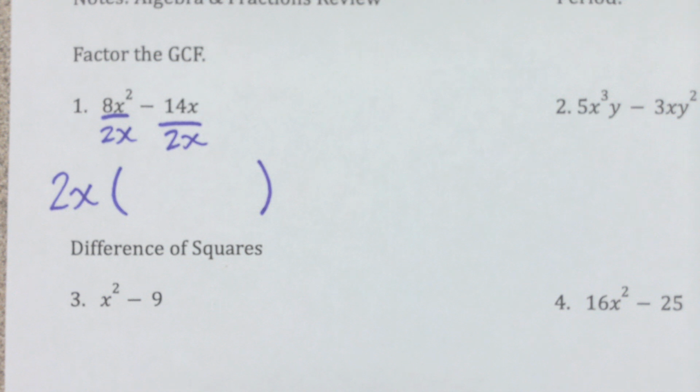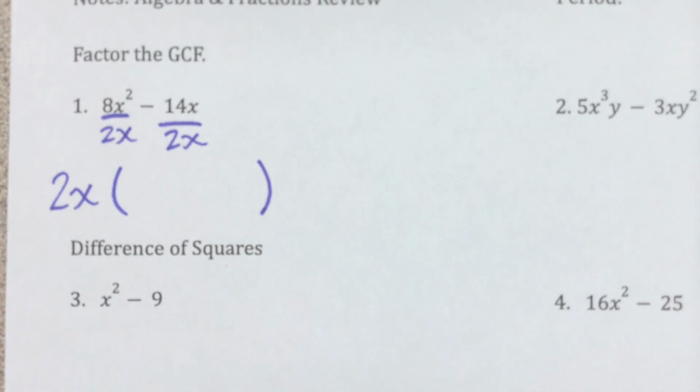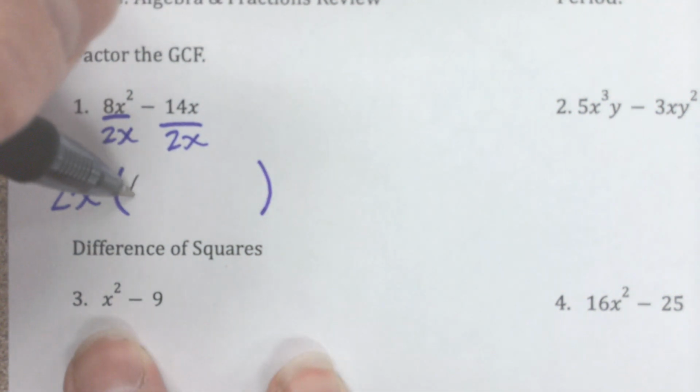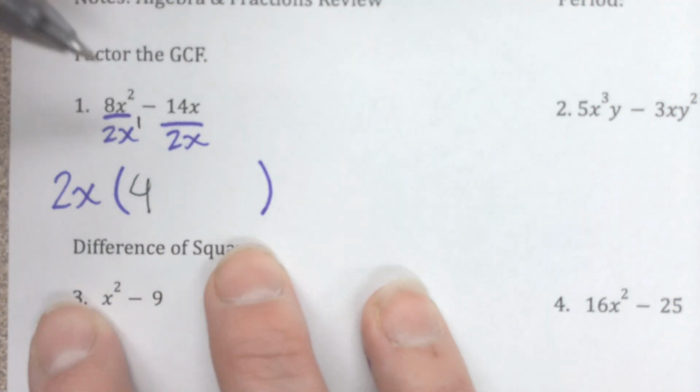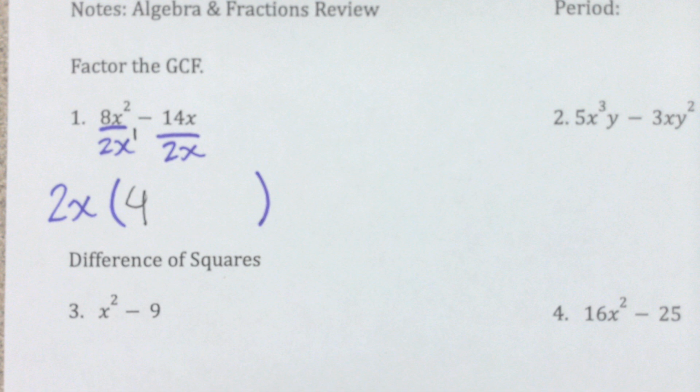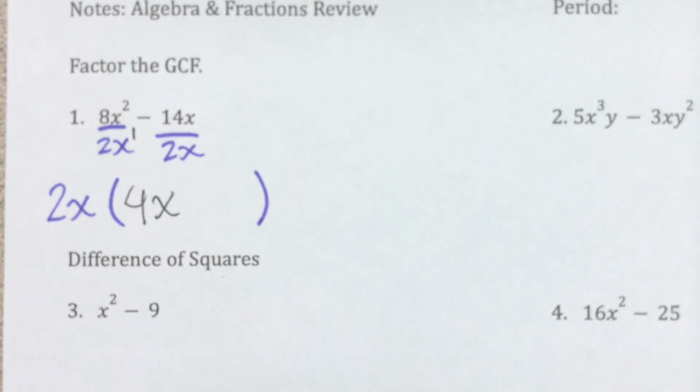Reminder, when you pull out a GCF, it comes out, but it doesn't disappear. So make sure you put it on the outside and then introduce parentheses. Once you do the division, that leftover is going to go inside the parentheses. We have 8x squared over 2x. 8 divided by 2 is 4. X squared over x. Remember, when we divide the same base, when we divide variables, we're just subtracting their exponents. 2 minus 1 gives us just x to the first, or x.